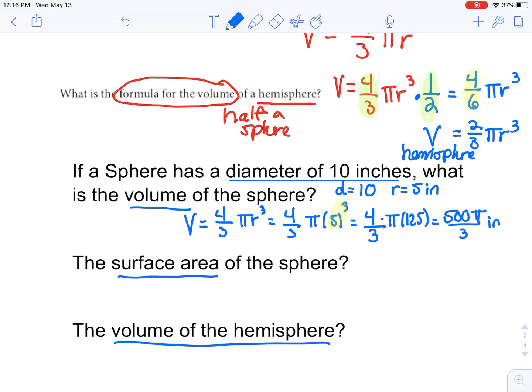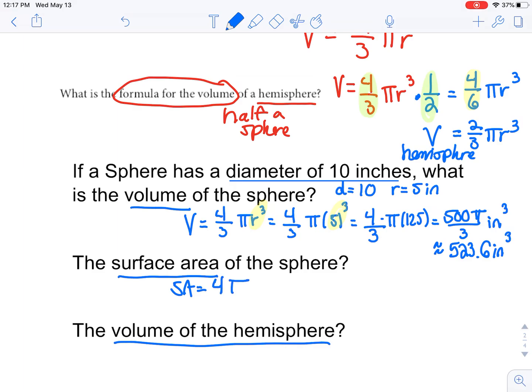Remember that the units for volume are going to be cubic units. So we're going to say inches cubed. And the reason that those are cubic inches is because in the formula, we are actually cubing the radius, so we're cubing that unit. Now, if you don't like the answer written with the pi, we can put this in the calculator. 500 pi divided by 3 gives us approximately 523.6 inches cubed. So that was the volume of the sphere as a whole.